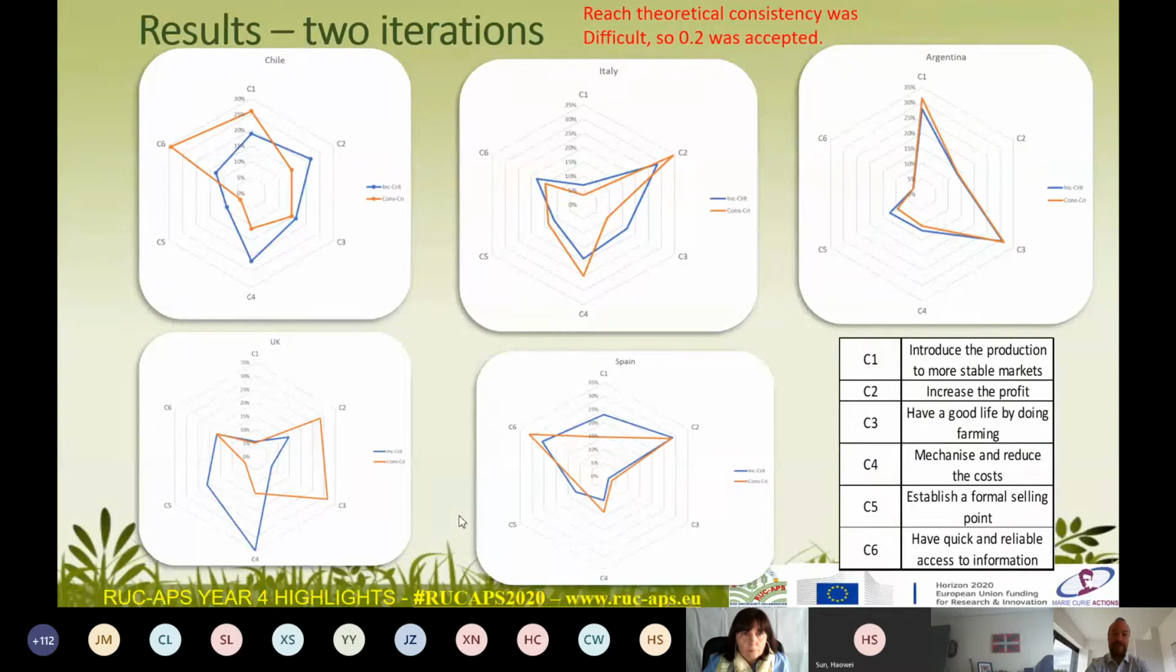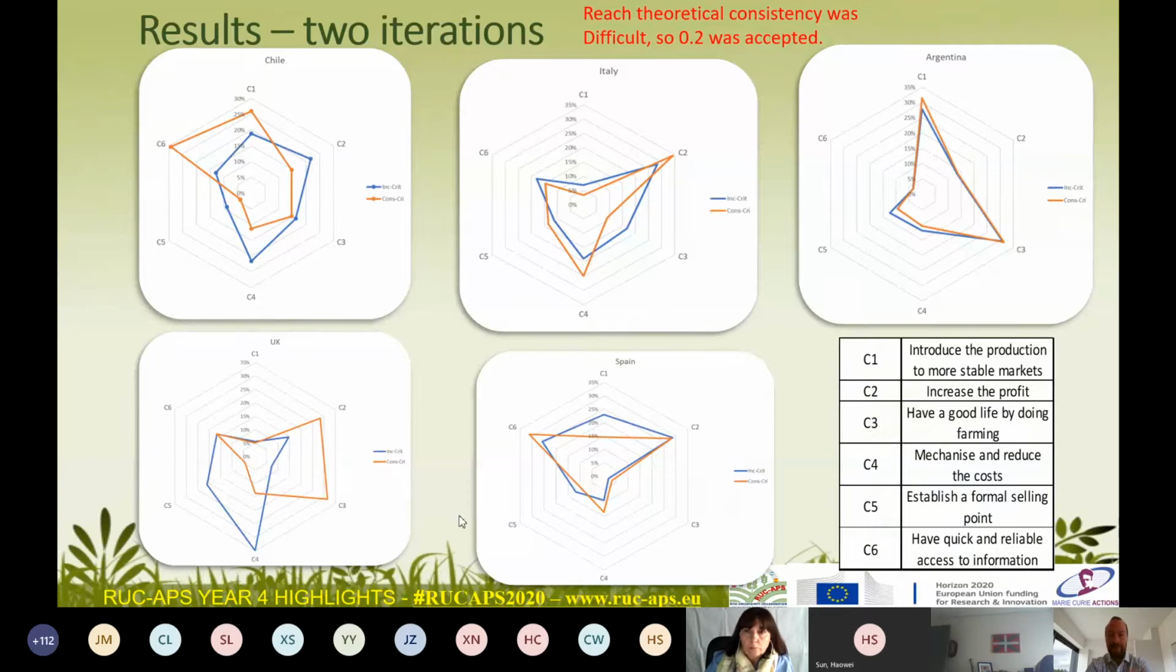Nevertheless, you can see that we have a blue line and an orange line. The blue lines present the very first result, the very first input from people. But those results turned out to be inconsistent because there are some contradictory answers, where the same expert from the same area is giving different opinions. So we need to iterate.